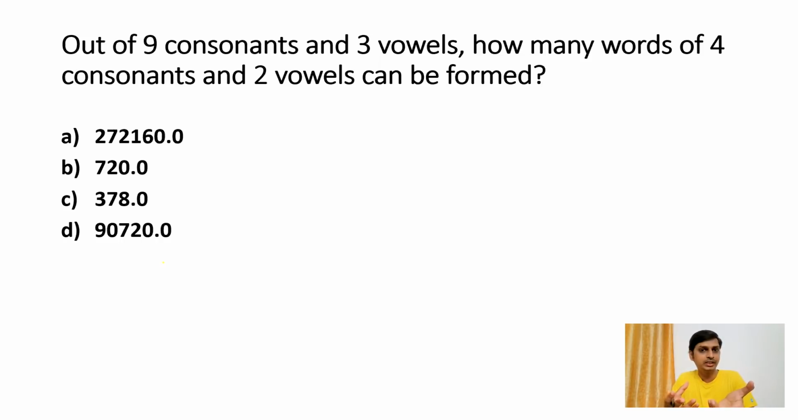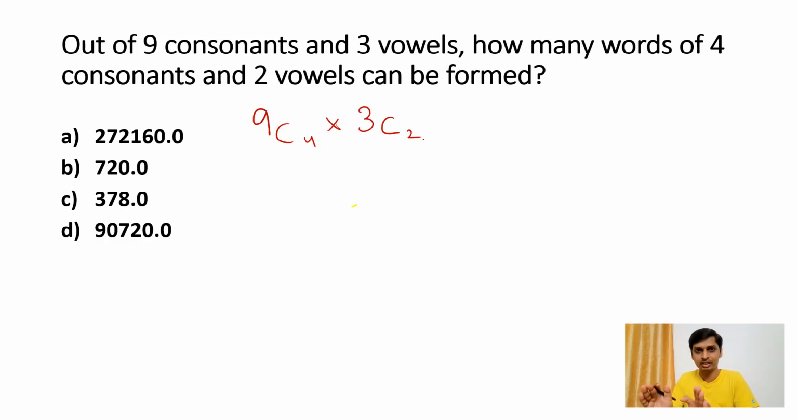So we have nine consonants and three vowels. You have to select four consonants and two vowels. So in how many ways can this be done? This question involves both permutation as well as combination. So we totally have nine consonants, from which we have to select four. And from three vowels, we have to select two vowels. So it is purely based on combination, right? So 9C4 into 3C2.